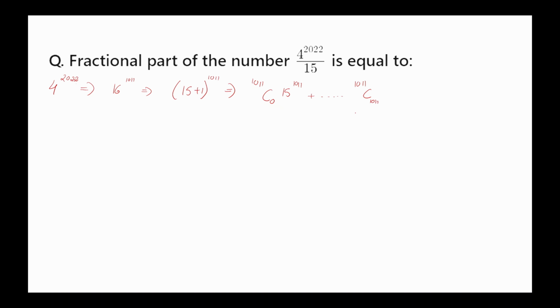So of course, if I divide this by 15, all the terms which come before 1011 C1011 are going to come out to be integers. The only term that would be left out would be 1 by 15. So if this is left out, I can see that my denominator is greater than my numerator. So this becomes my fractional part. Very easy question. I hope you have understood it.